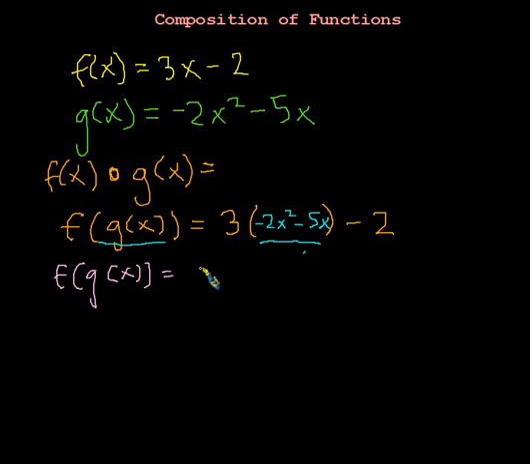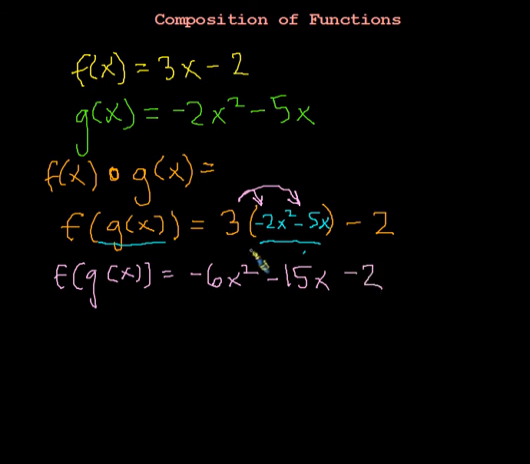So in this problem, we'll distribute the 3. And that'll give us 3 times negative 2 is negative 6x squared, and then 3 times negative 5 is negative 15x, and then finally minus 2.